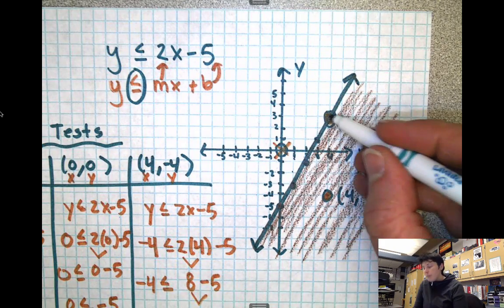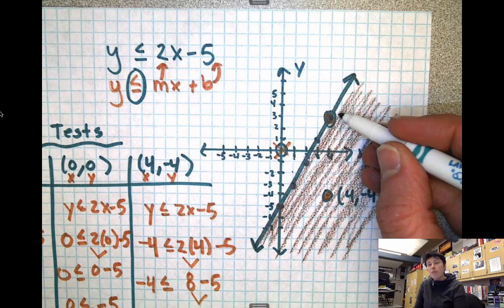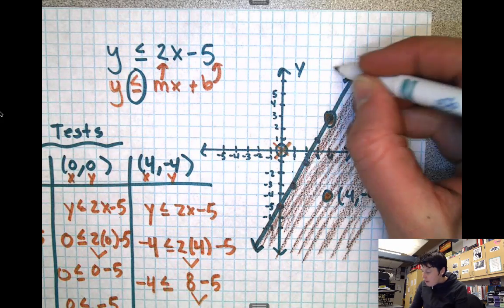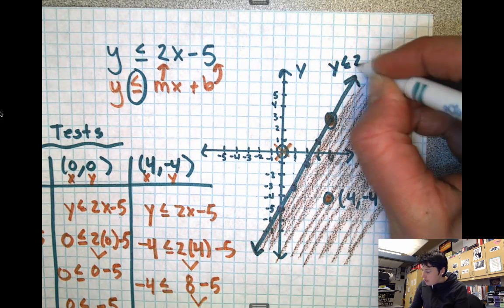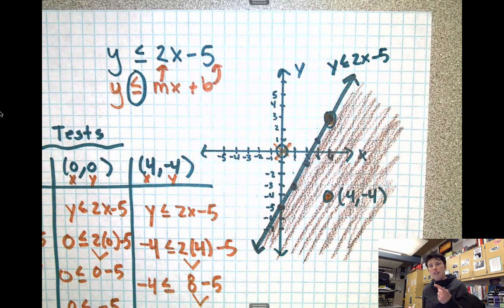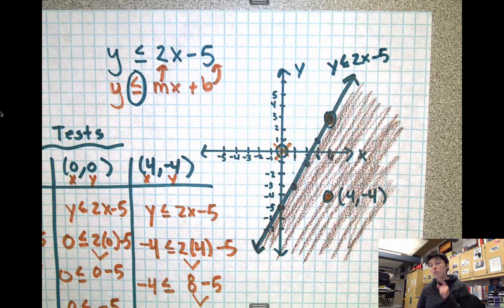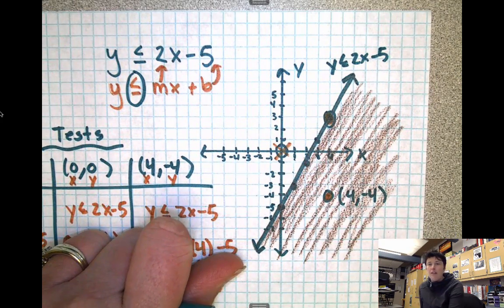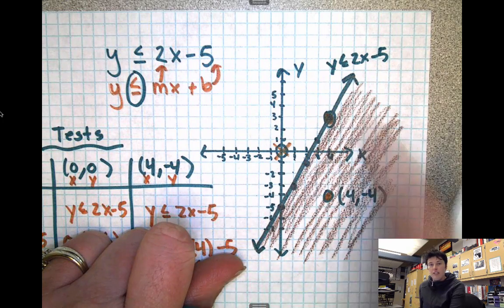Now, if this point on the line had failed, I wouldn't have done that. I would have made the line dotted instead of solid, but it passed. So there's my final graph. I'm going to write y is less than or equal to 2x minus 5. And away we go. We've got a nice line. We've shaded the correct side. Only one side of the line can be shaded, either the top part or the bottom part. So I ran my test to figure that out. And I've drawn a nice solid line.